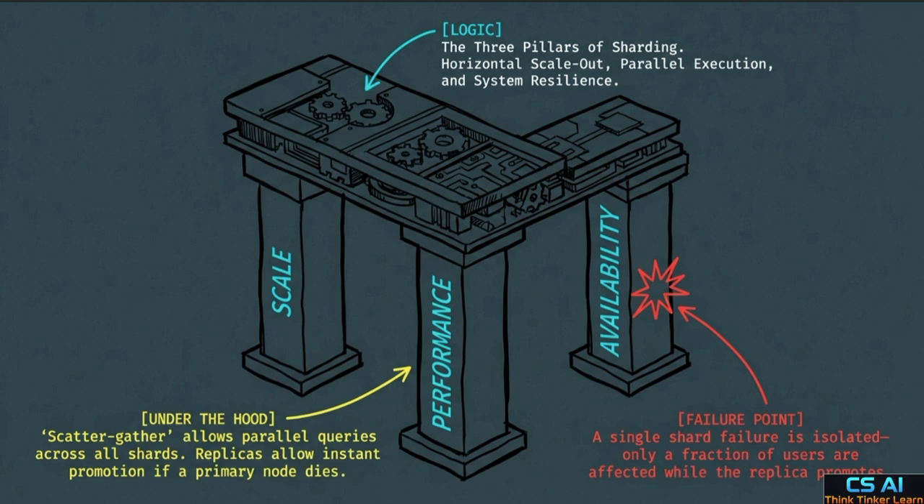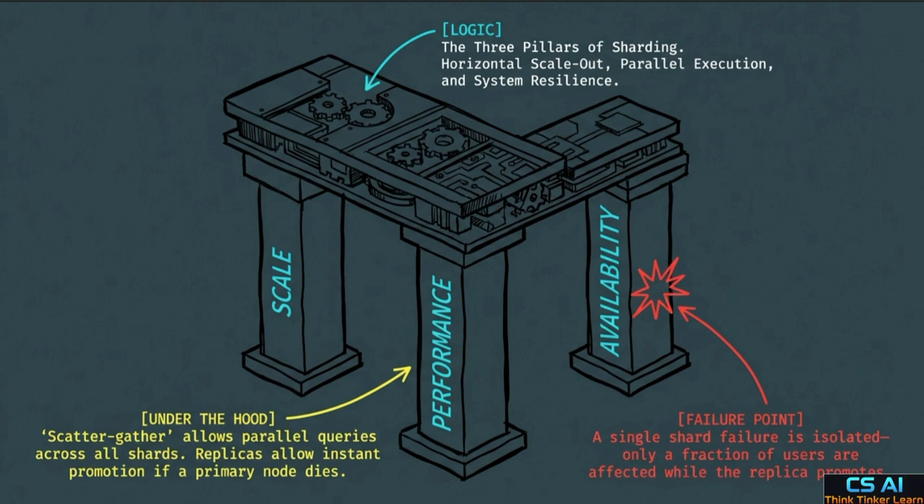Sharding is built upon three pillars, as described by our logic here: horizontal scale out, parallel execution, and system resilience. These pillars support robust distributed systems. Under the hood, scatter gather allows parallel queries across all shards, significantly speeding up reads. Additionally, replicas allow instant promotion if a primary node dies, ensuring high availability. This contributes to system resilience.